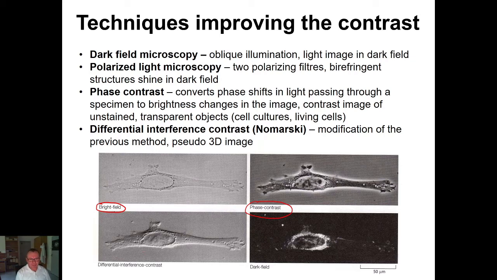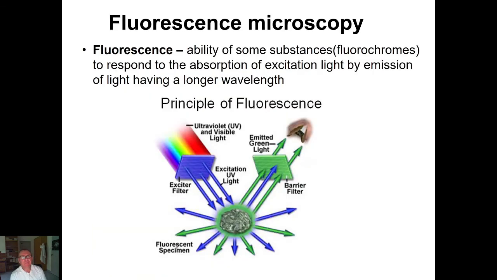And with differential interference contrast, the picture looks three-dimensional. It is again a special condenser used here. So it is possible to improve the contrast in a light transmission microscope. And there is also fluorescence microscopy.